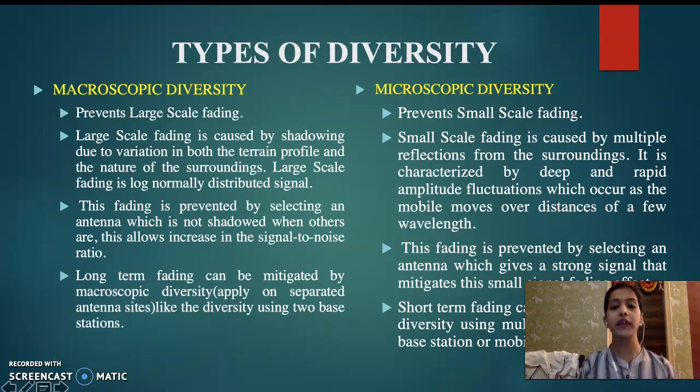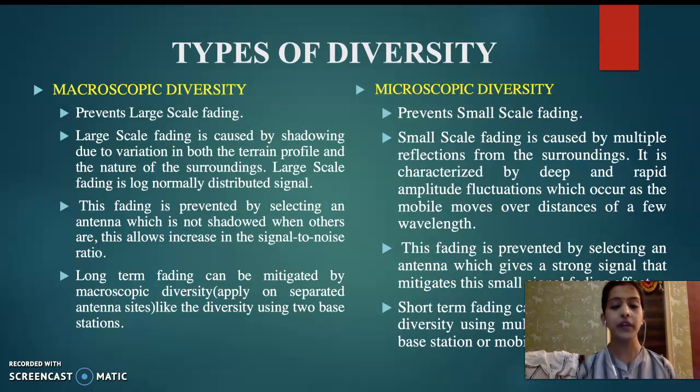Then the types of diversity. There are two types. One is macroscopic diversity, second one is microscopic diversity. In macroscopic diversity, we can say that it prevents large scale fading. Large scale fading is caused by shadowing due to variation in both the terrain profile and the nature of the surroundings. Large scale fading is a log normally distributed signal.